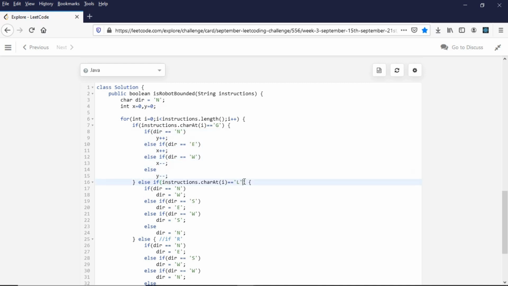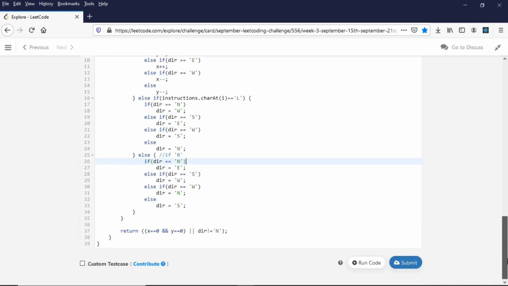Similarly, if it is L, that means I am moving to the left side. In that case, if currently my direction is north, from north the left side is west and the right side is east. So if my direction is north and it is left, then I need to go to west. And similarly, if my direction is south, then the left of south is east, and the left of west is south. So I'm assigning that here. And similarly, if my current direction is east, then the left of east is north. And the same thing I've done for R as well.